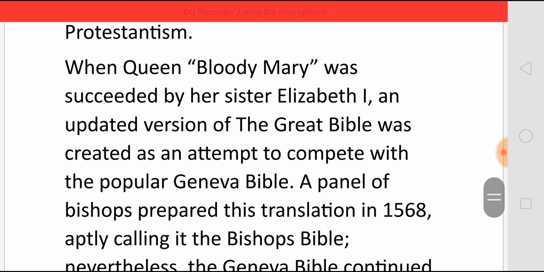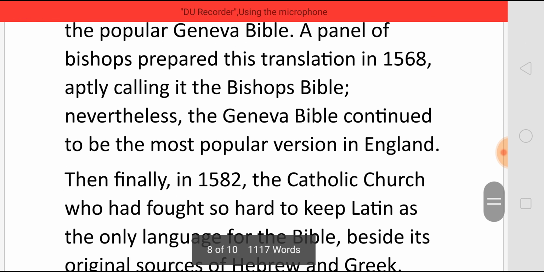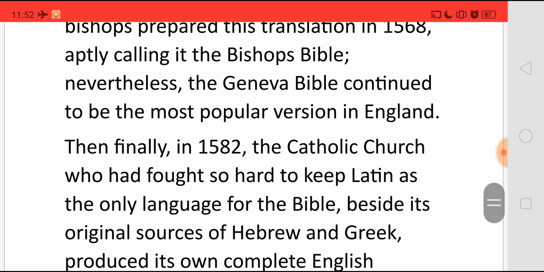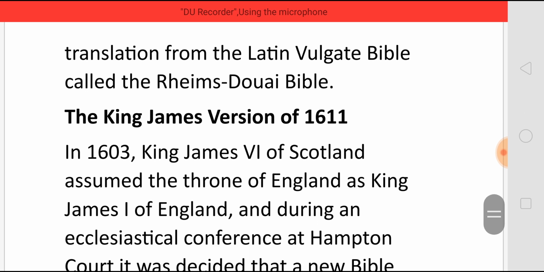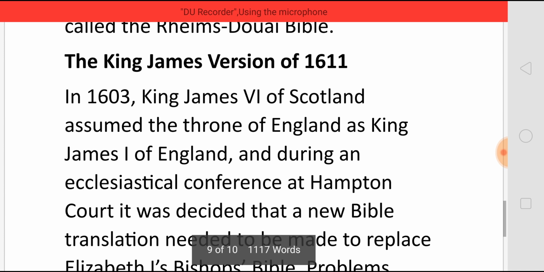When Queen Bloody Mary was succeeded by her sister Elizabeth I, an updated version of the Great Bible was created as an attempt to compete with the popular Geneva Bible. A panel of bishops prepared this translation in 1568, aptly calling it the Bishop's Bible. Nevertheless, the Geneva Bible continued to be the most popular version in England. Then finally in 1582, the Catholic Church, who had fought so hard to keep Latin as the only language of the Bible, beside its original sources of Hebrew and Greek, produced its own complete English translation from the Latin Vulgate Bible called the Reims Douay Bible.